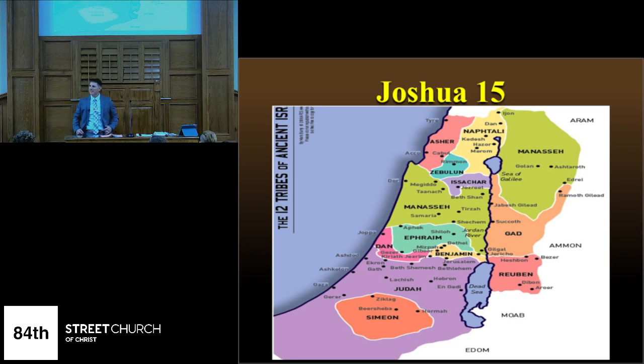Now, that's something that I definitely think we can take and make application in our life and think about. Caleb was promised this land, but he had to wait all those years. Everybody else was wandering in the wilderness, and yet he still remained faithful, and he still believed that God was going to give it to him through all that, and that's exactly what happened.